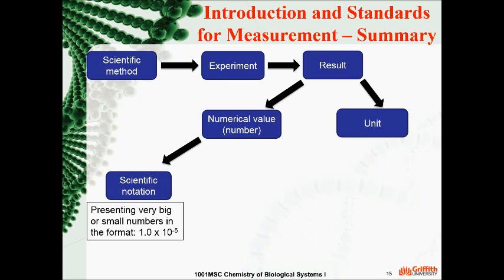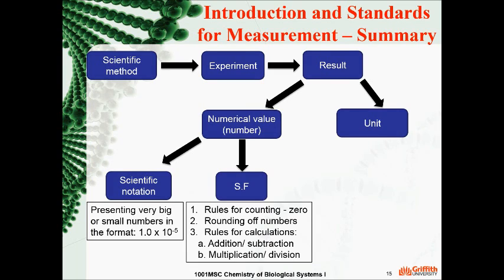Firstly, we talked about how to present very big or small numbers using scientific notation. Then we discussed the quality of the measurement and how to reflect that using significant figures. So the more significant figures in the measurement, the higher the quality of your measurement. In the significant figures, we talked about the rules for counting. We covered the 0 digit and in which cases it is considered significant and which it is not significant.